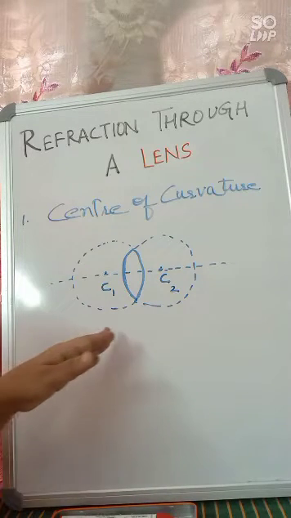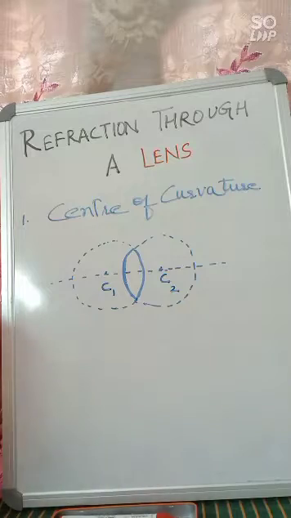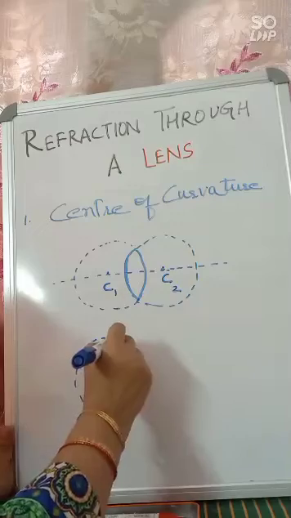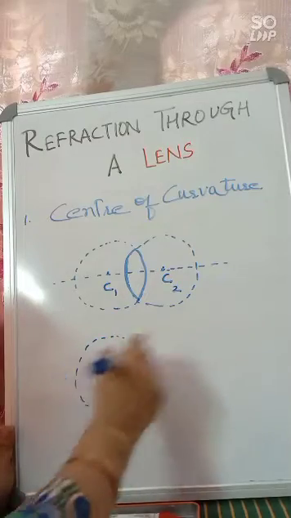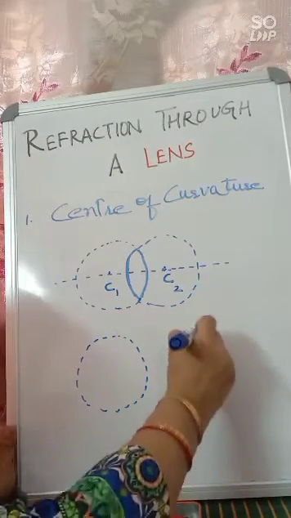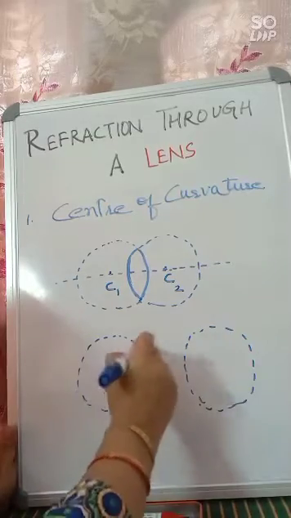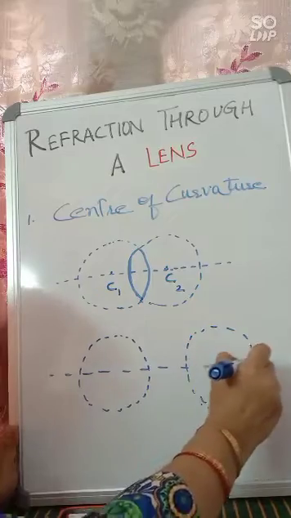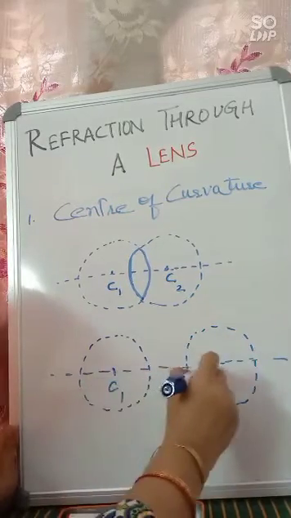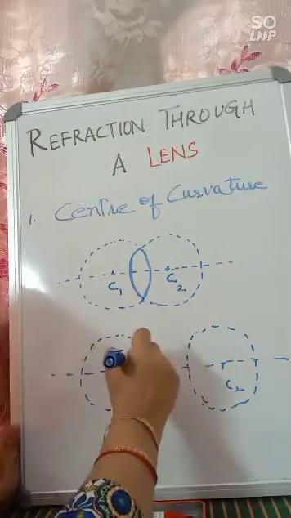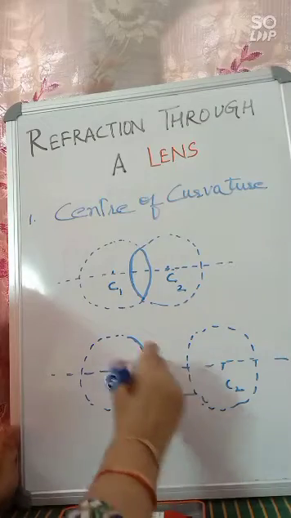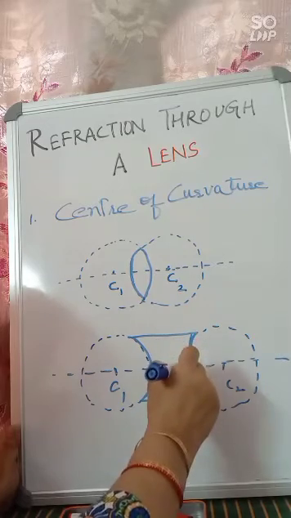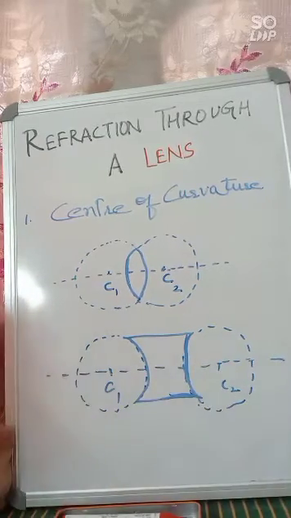Next, I have shown this for a convex lens. What about a concave lens? For a concave lens, again consider that two spheres are there. This is your C1, this is your C2. If you check this, don't you think it is actually giving you a concave lens?